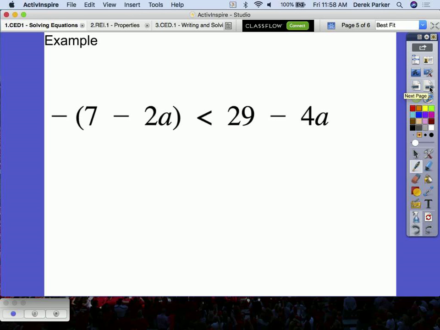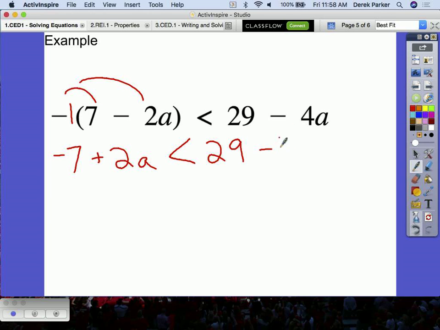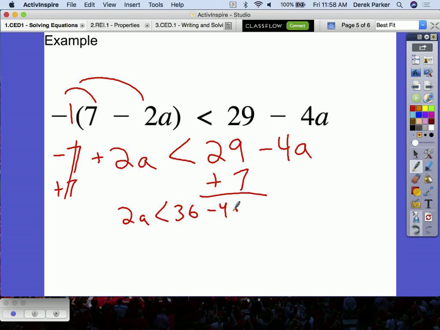For example, my first step is I'm going to distribute that -1, and I get -7 plus 2a less than 29 minus 4a. I'm going to add 7 to both sides, and I now rewrite 2a less than 36 minus 4a. Add 4a to both sides, and I get 6a less than 36.